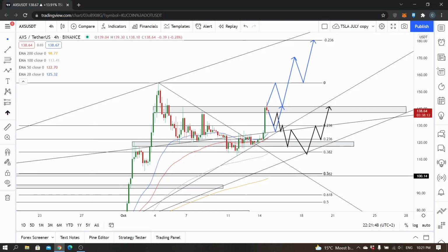About 1.5 weeks ago, I did a price prediction and price analysis on the Axie Infinity cryptocurrency. Right now, the price of Axie Infinity is actually making some very nice bullish moves. So I think it's time to update this price prediction and price analysis.